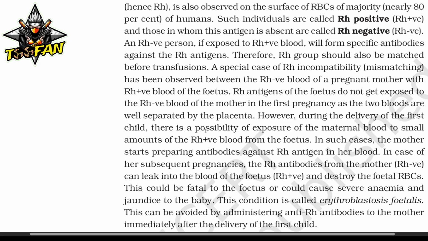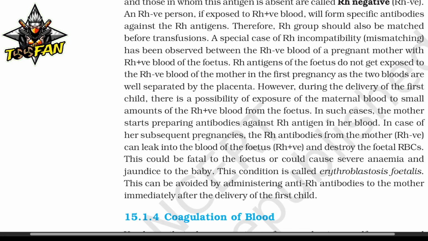In case of her subsequent pregnancy, the Rh antibodies from the mother can leak into the blood of the fetus, which is Rh positive, and destroy the fetal RBC. This could be fatal to the fetus or could cause severe anemia and jaundice to the baby. This condition is called erythroblastosis fetalis. This can be avoided by administering anti-Rh antibodies to the mother immediately after the delivery of the first child.